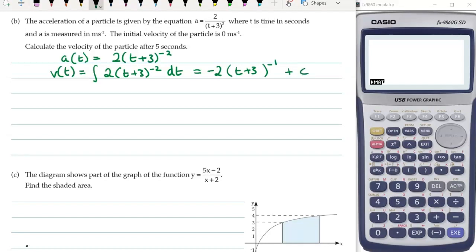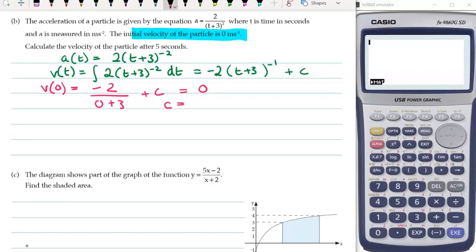Right, now we're told that the initial velocity of the particle is 0. So v of 0 equals minus 2 over 0 plus 3 plus c, and that's going to be equal to 0. So when t is 0, this whole thing equals 0. So that means that c is equal to 2/3.